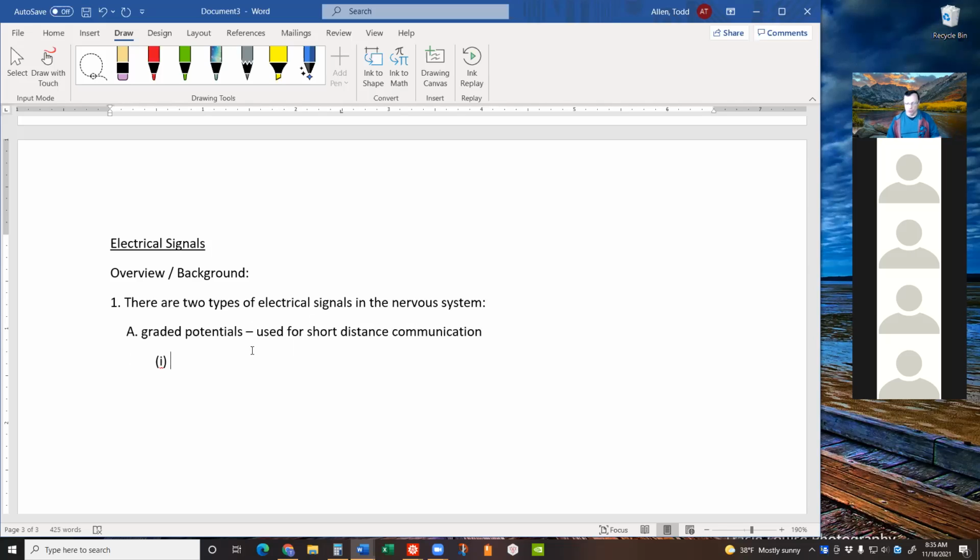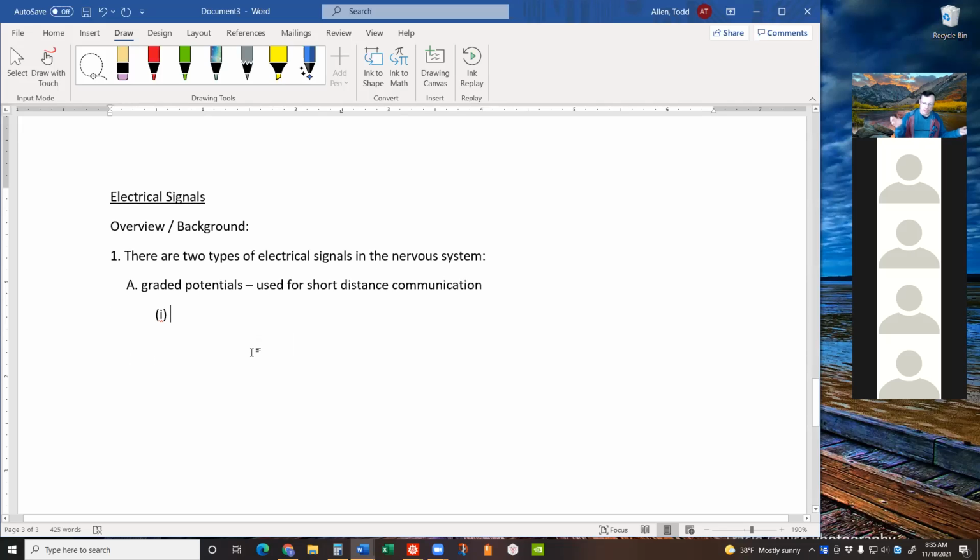When we talk about short distance, we're talking about maybe the width of a typical 10-cent coin we call a dime. That would be the kind of distance that a graded potential is used to transmit information.